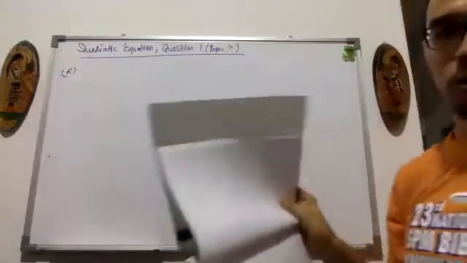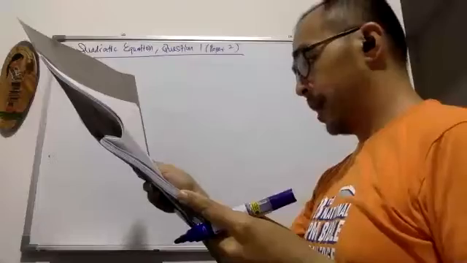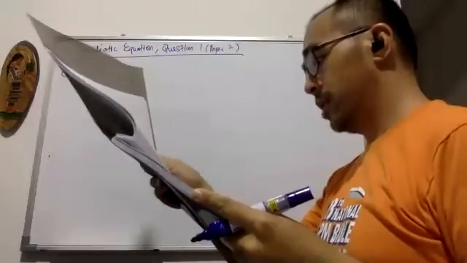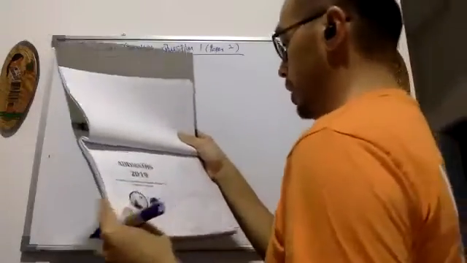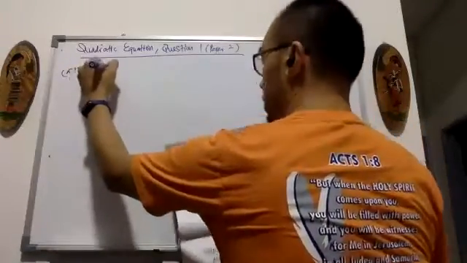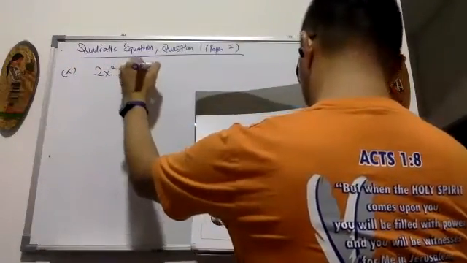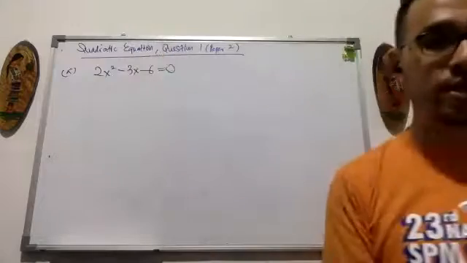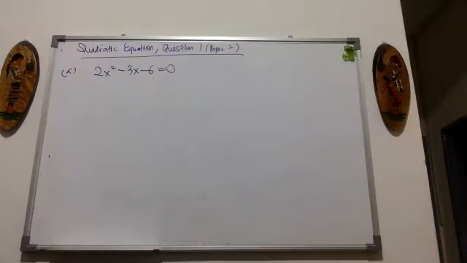Okay, so the first question says, if alpha and beta are the roots of the quadratic equation, form a quadratic equation of alpha over 3 and beta over 3. So you have 2x squared minus 3x minus 6 equals to 0. Sorry, I need to see whether this is minus or plus. So I'm going to look at the answer, well, I'm in luck.